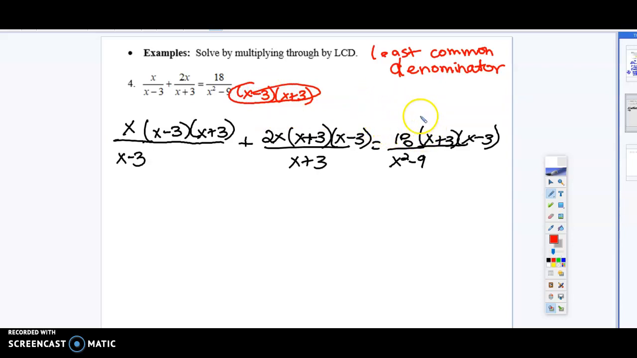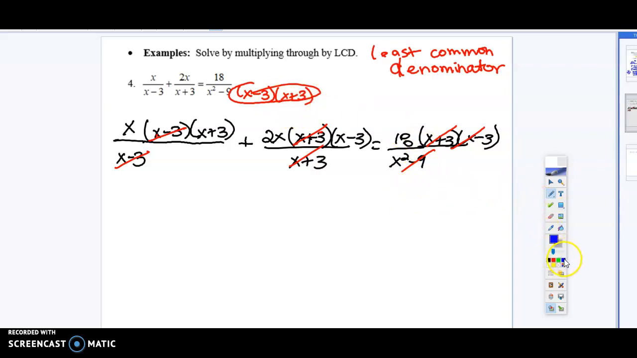Man, my handwriting is bad. Okay, so now we're going to cancel out stuff, right? If it's in the top and the bottom, we can cancel those out. So this x minus 3 and this x minus 3 are going to disappear. This x plus 3 and this x plus 3 are going to disappear. And then all this mess over here is going to cancel out. Remember, x squared minus 9 is that x minus 3 times x plus 3, because they're the same thing.